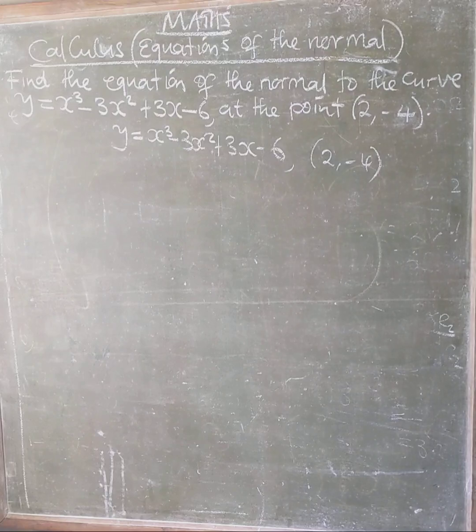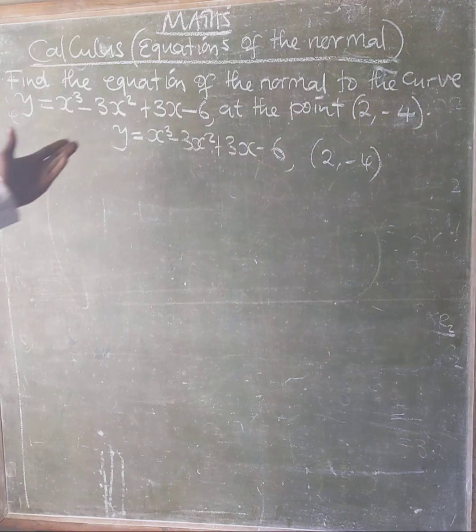y equal to x to the power 3 minus 3x raised to the power 2 plus 3x minus 6 at the point 6 comma negative 4. So that wastes moments over time. Let's get into it. So how do you solve this one?